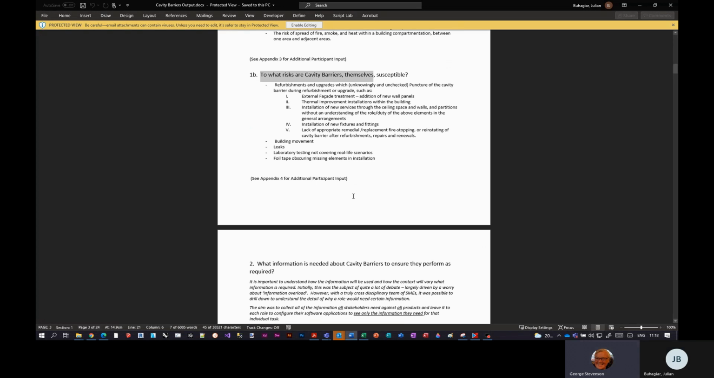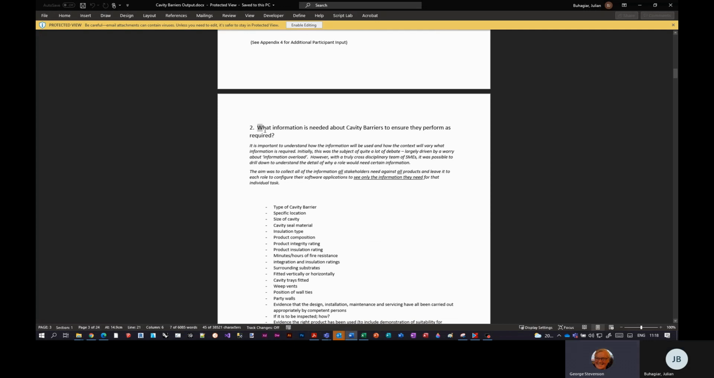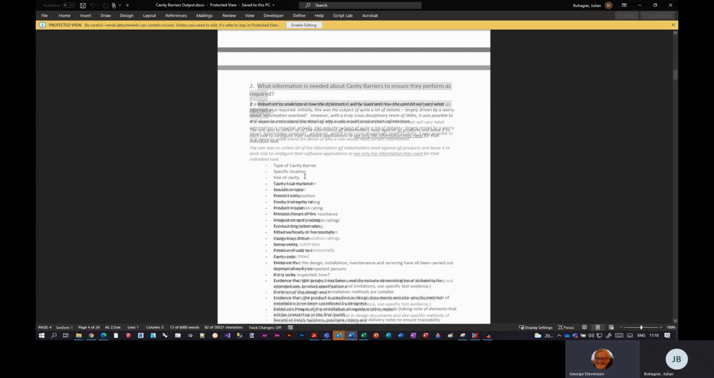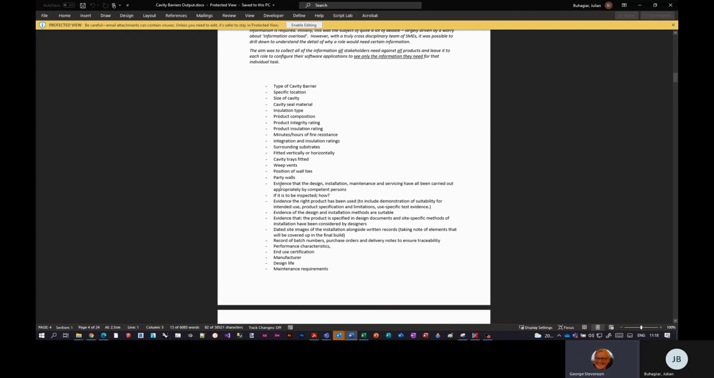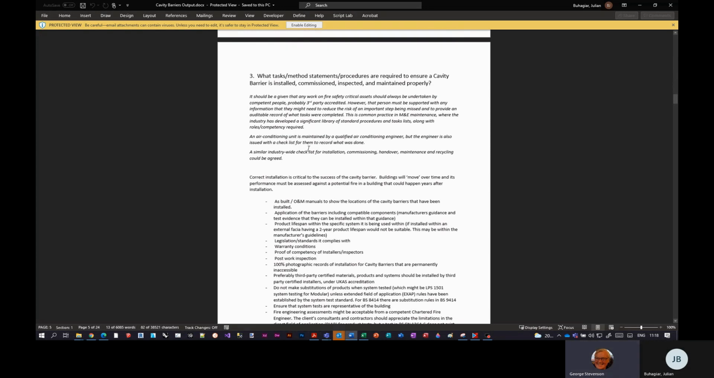What actually can be done? People drilling through barriers, putting things up. Then the information itself. Now that's quite a rich data set of information, which we're actually going to go and simplify or classify in the next level down to say which of this information is needed for different actors and different purposes. So then what method statements, what do we actually need to do?